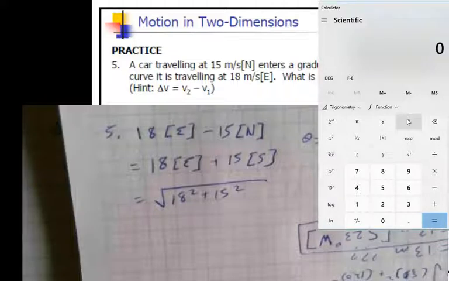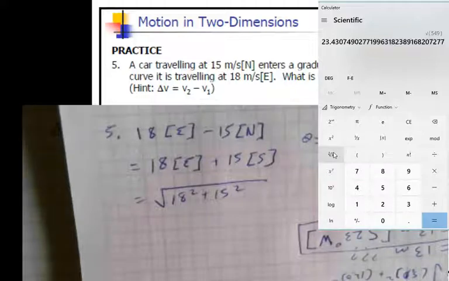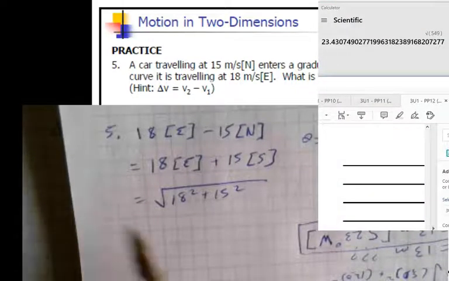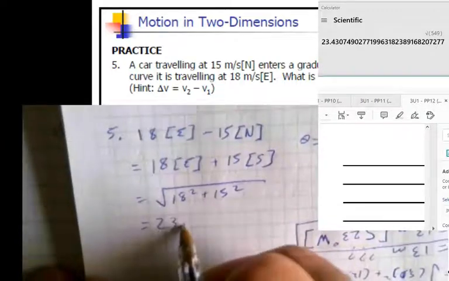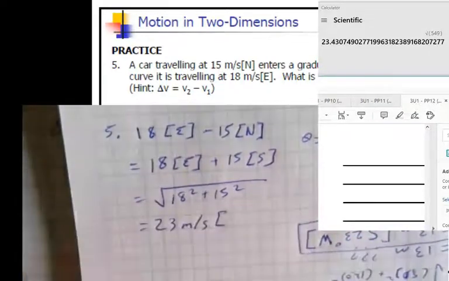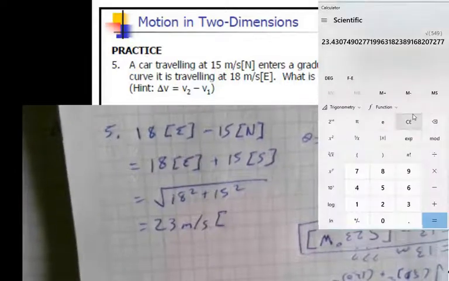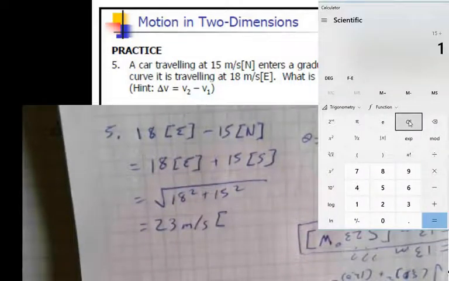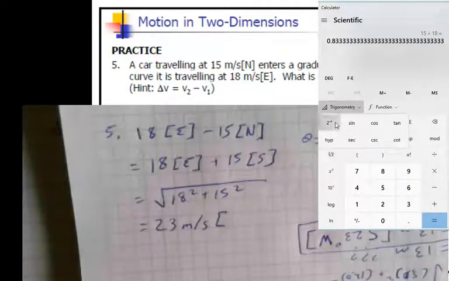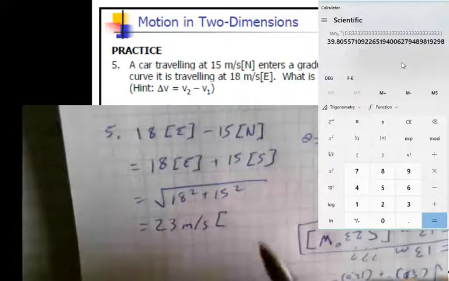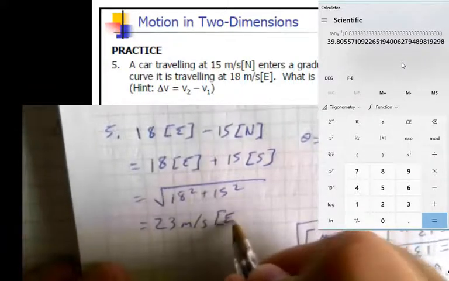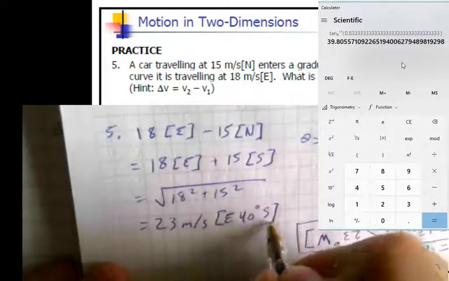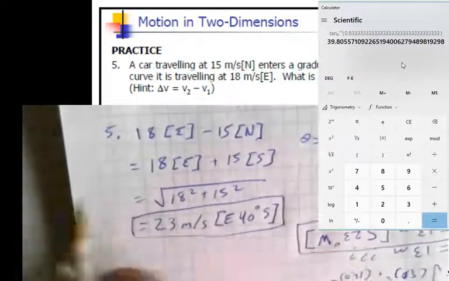So let's do 18 times 18 plus 15 times 15 and find the square root of that. I get 23, I'll just round it to 23 meters per second. And then my angle, 15 divided by 18, my angle is inverse tangent, 40 degrees. So it's going to be east 40 degrees south for that problem.